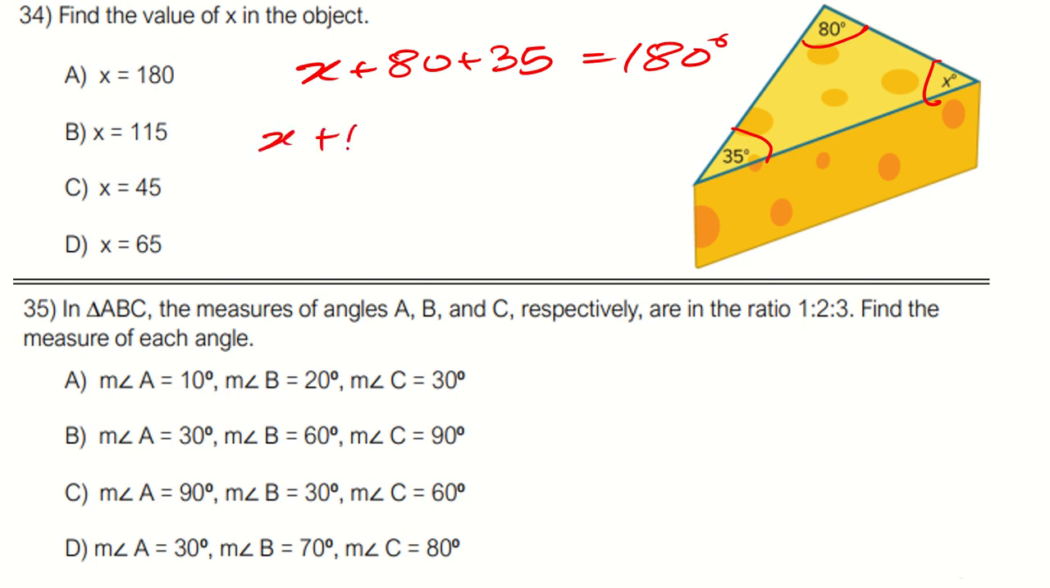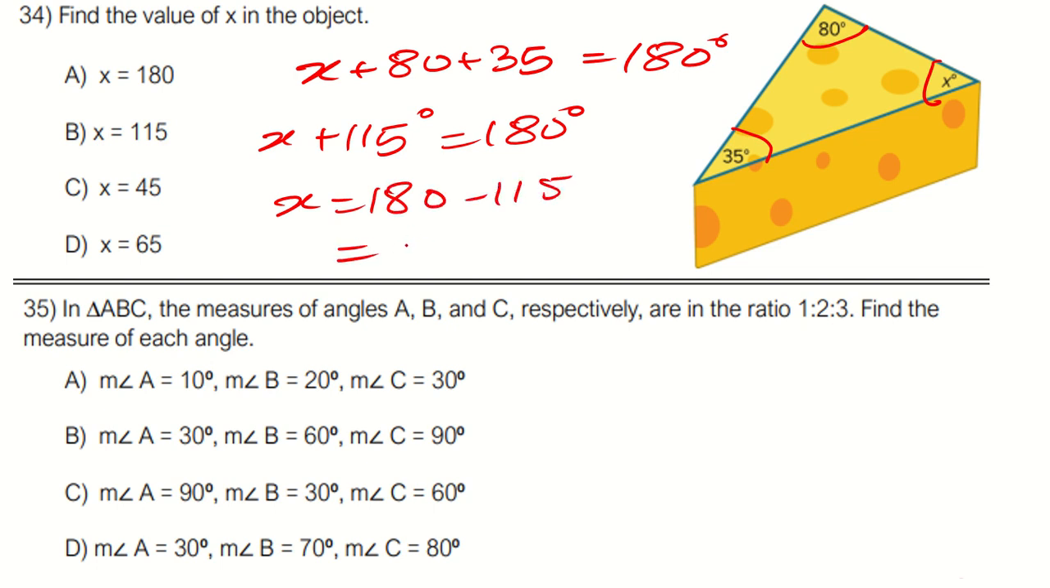So x plus 115 is equal to 180. So x is equal to 180 minus 115. So it should be how much? 65? Just check the calculation, okay? 65 degrees. Okay. Now, in triangle ABC, the measures of angles A, B, C respectively are in the ratio 1, 2, 3.